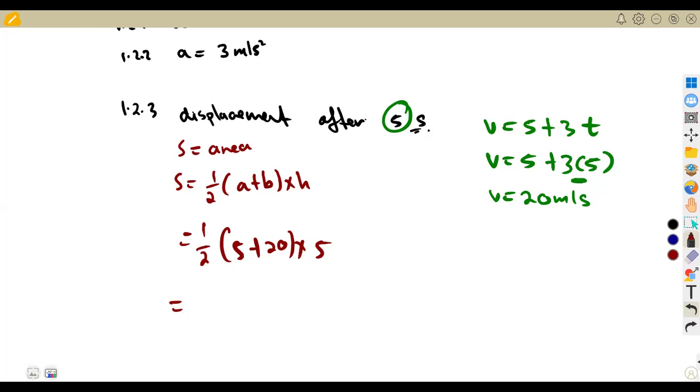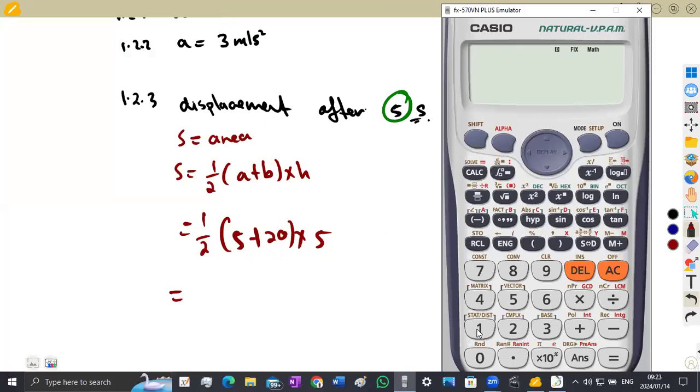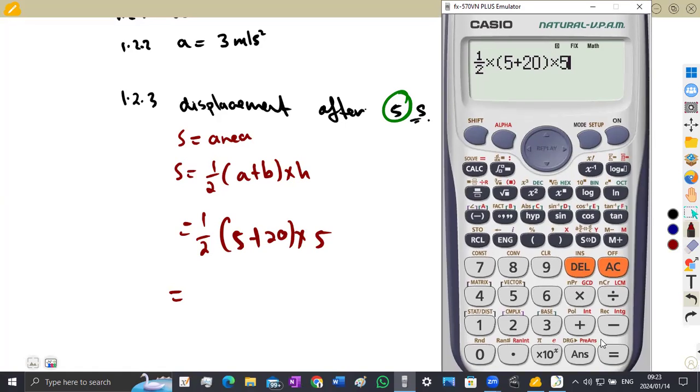62.5. All right. Let me just bring the calculator here so that we can have this together. Oh, sorry, I did not share the calculator for you guys. Sorry for that. The calculator is already there. So that's half of 5 plus 20, which is 25. Okay, let us just write 5 plus 20. Okay, then we're going to multiply by 5 like this.